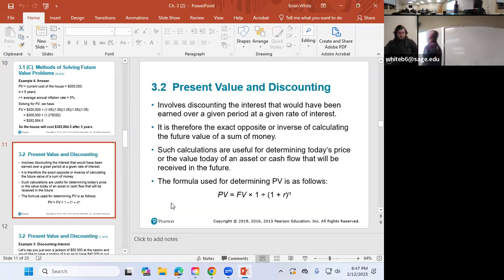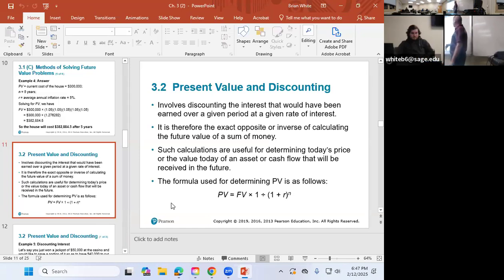Present value and discounting. So what is discounting? What is true present value? I give you something that leaves my pocket. I discount something, I get a discount on a rate on a loan. Does that play a difference in numbers? Oh yeah. Discounting interest that would have been earned over a given period of time at a new rate.